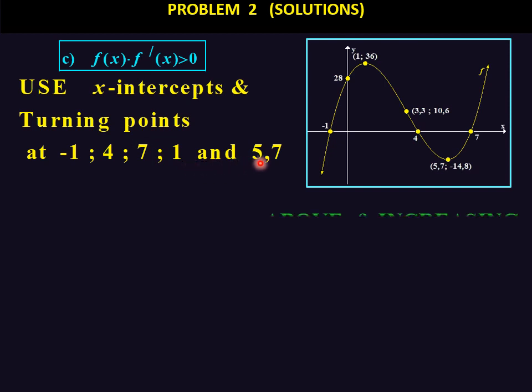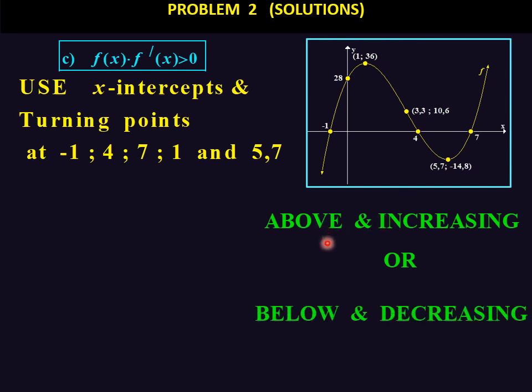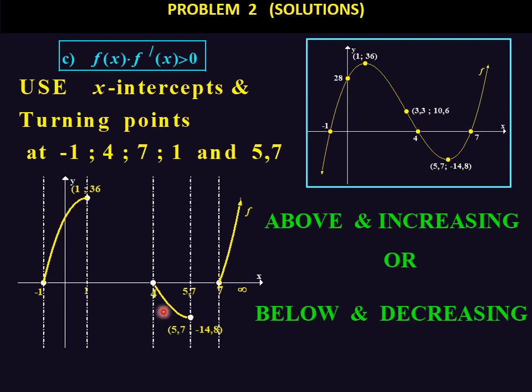But positive, we have two options. If I say the f graph must be above, then at the same time I must see where it increases. Now look at the other option. The opposite of that would be below and decreasing. Let's look, and there we have it. Can you see there? This portion is above and it's increasing. This portion is above and it's increasing. This portion is below and it's decreasing.